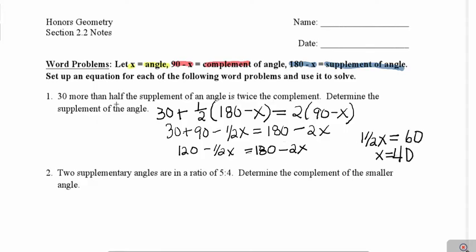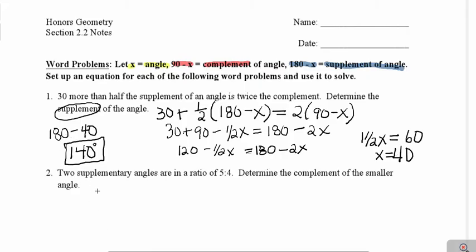So when you do 60 divided by 1.5, the final answer for x is x equals 40. But the question is asking us to find the supplement of the angle. So remember that x represents the angle, so to find its supplement, we need to take 180 and subtract 40. So the final answer to question 1 is 140 degrees.